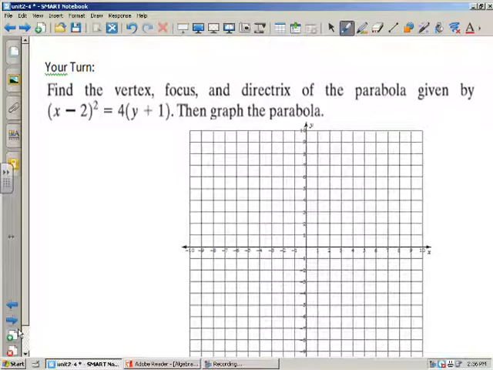Here's another one. So maybe you want to pause the video and practice it yourself, or I'll just go ahead and do it. We've got to find our vertex. So our vertex is going to equal 2, negative 1, and my p value is 4 divided by 4, so p is 1.